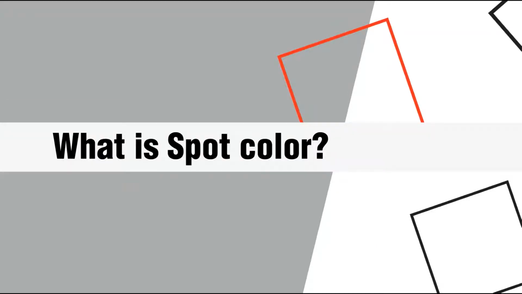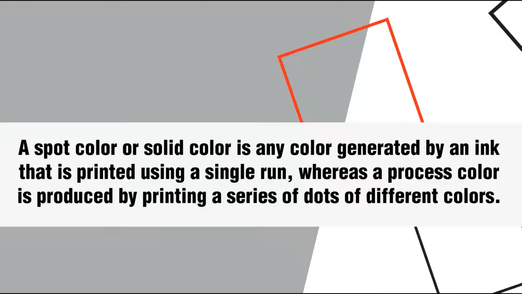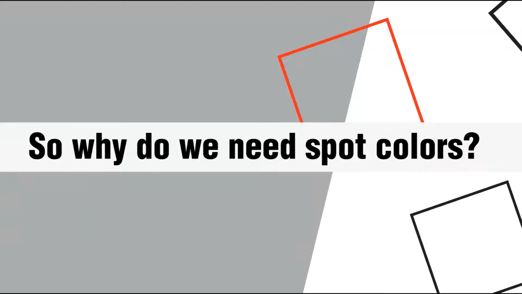What is spot color? A spot color or solid color is any color generated by an ink that is printed using a single run. Whereas a process color is produced by printing a series of dots of different colors. So why do we need spot colors?